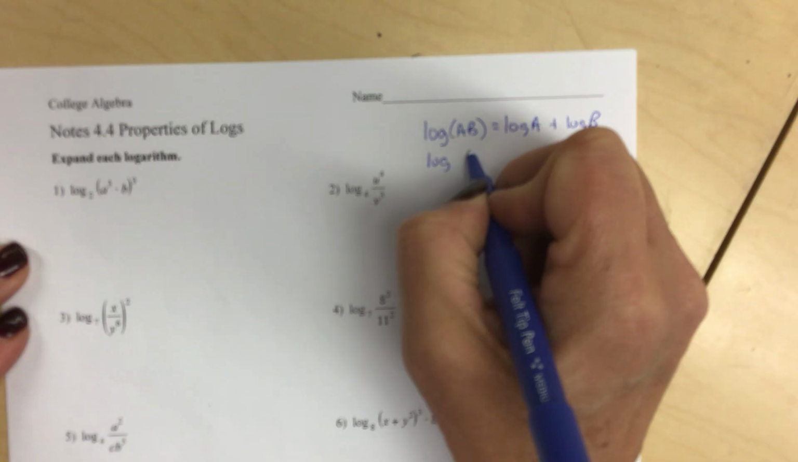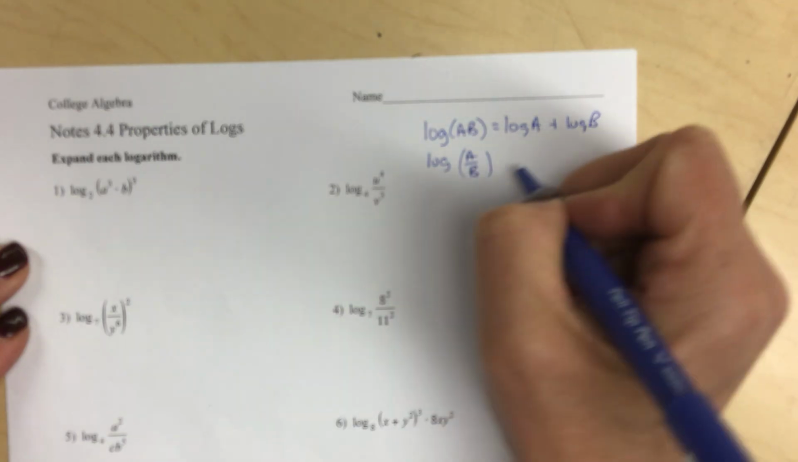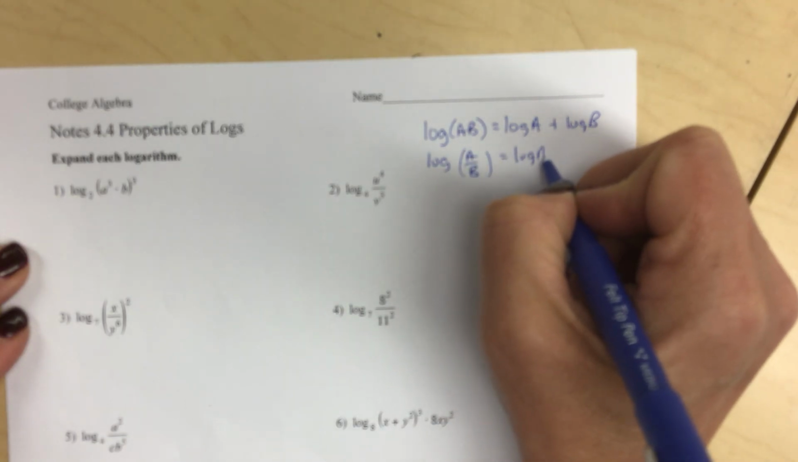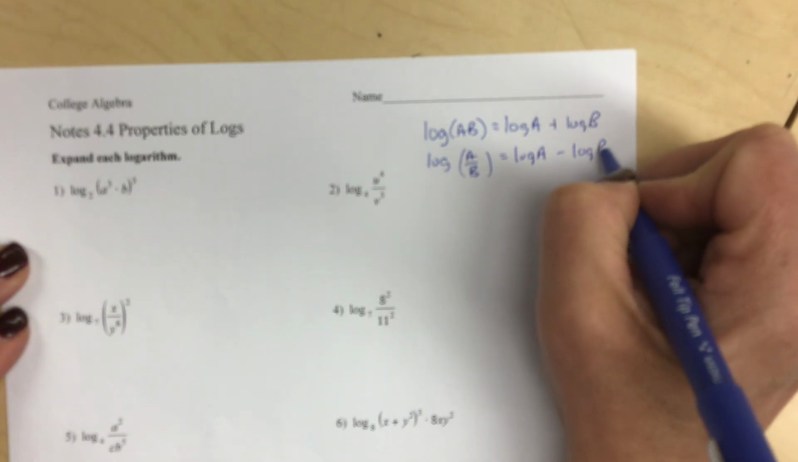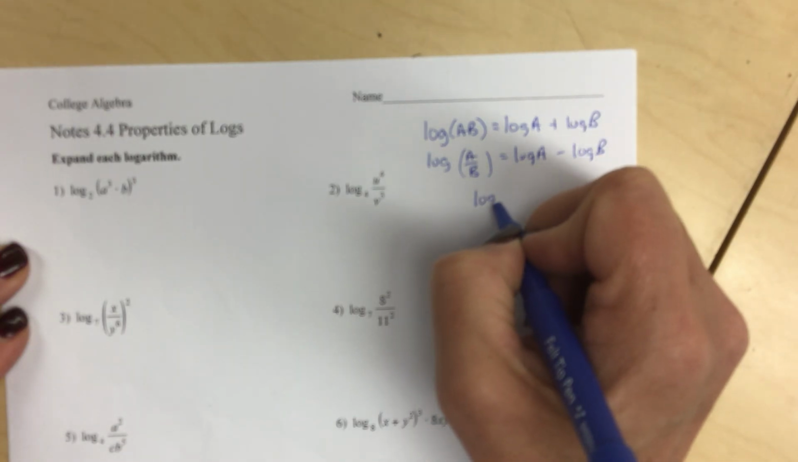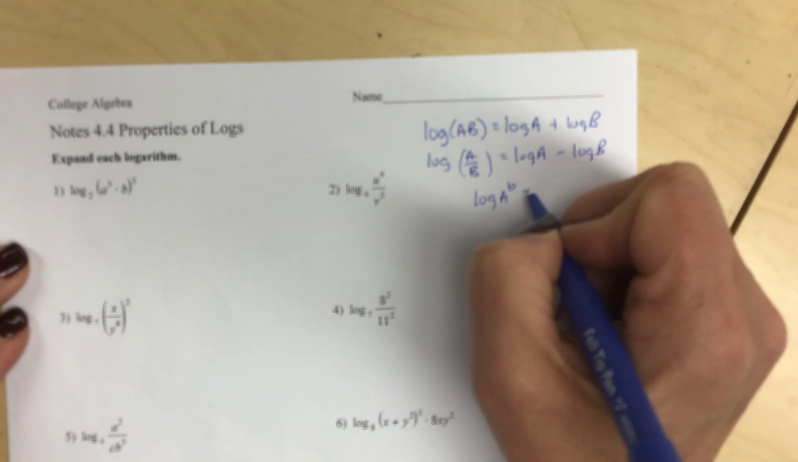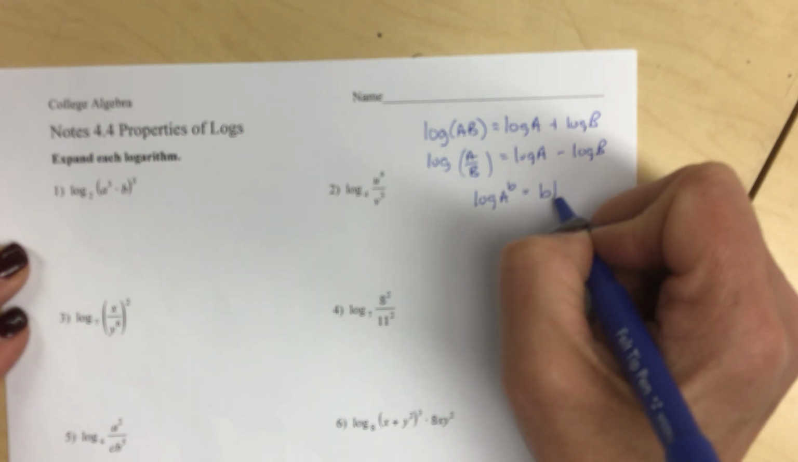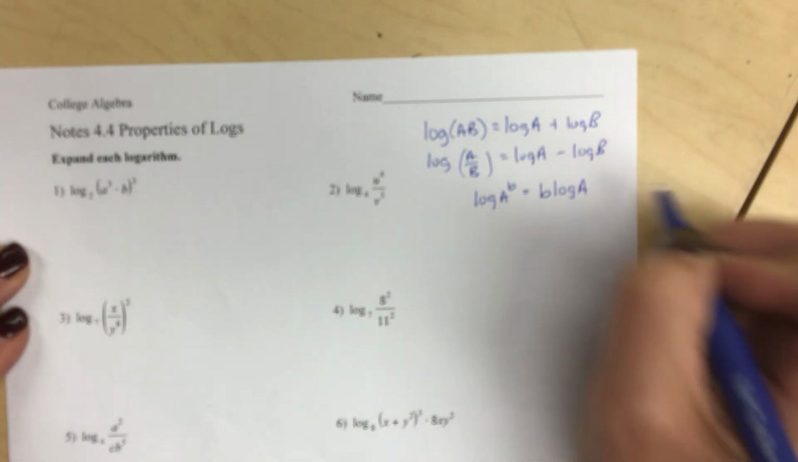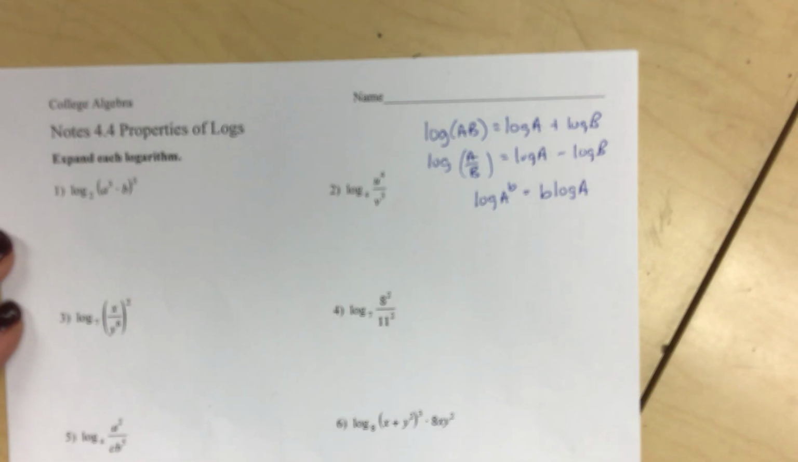If you have the log of a divided by b, that's log of a minus the log of b. And if you have the log of a to the b power, you can bring that exponent out in front. And so that's b times the log of a, okay?